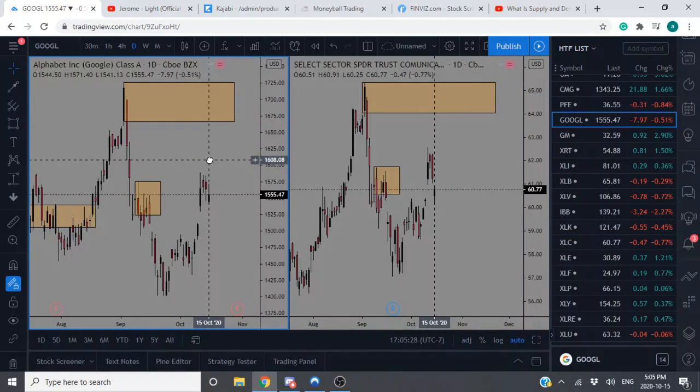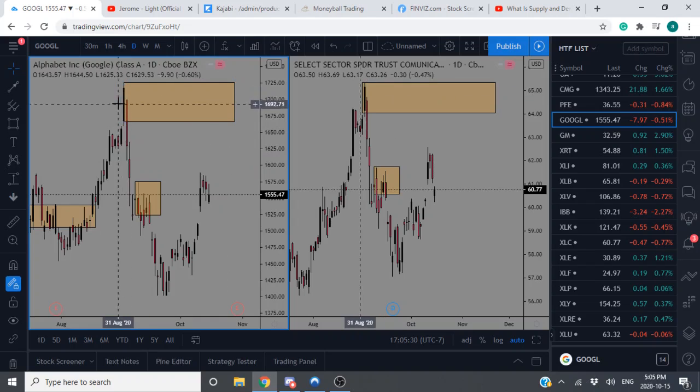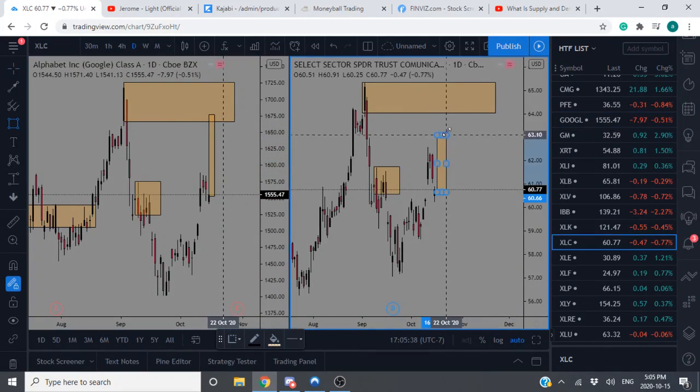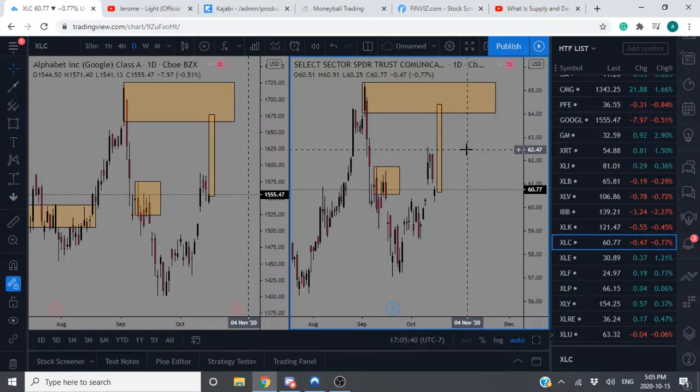So what I want to see before I look at actually looking for selling opportunities in here is I want to make sure that this personally goes up into here. Or sorry, the index, the sector goes up into that supply zone as well.